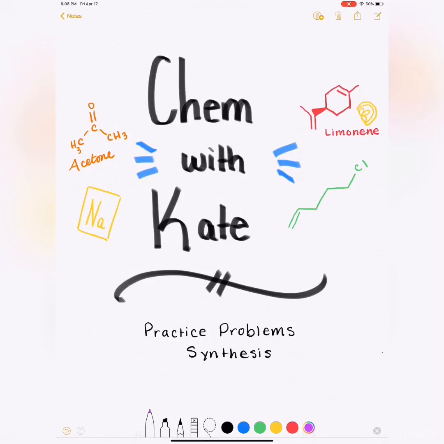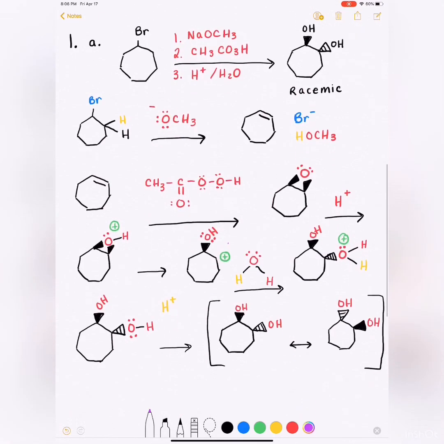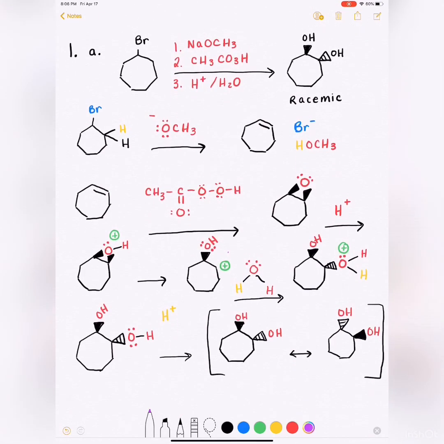In this video, we're going to be going over some synthesis practice problems. In this first problem, we're starting out with bromocycloheptane and ending up with 1,2-cycloheptane diol. Now let's go through our reagents one by one and infer things about their behavior.